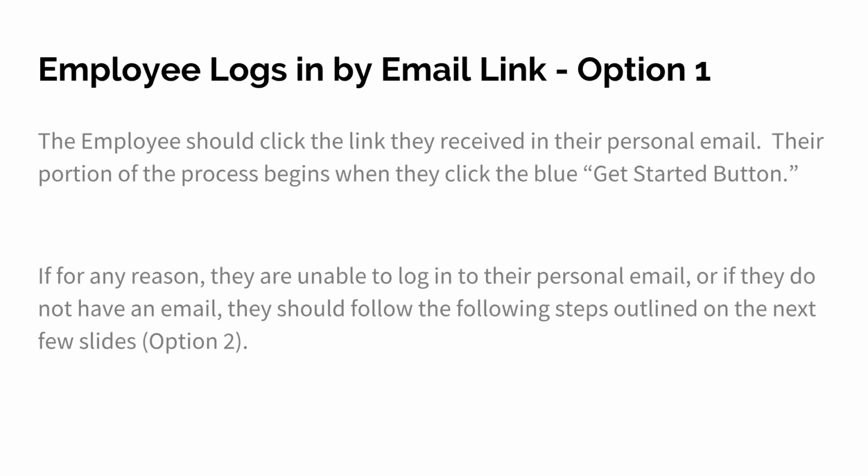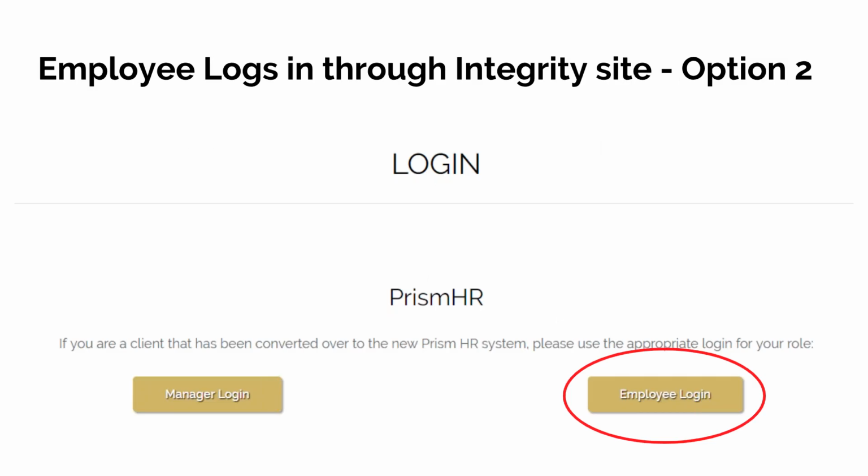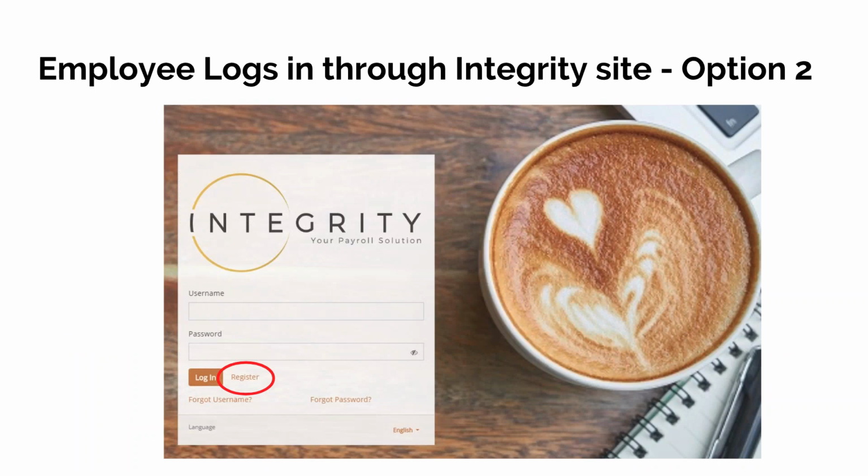So the 2 options for the employees to start their portion would be option 1, they get an email on their personal email, and we just click that link, and that will go to the screen for them to enter their information. If they do not get an email or they aren't able to log into the personal email, there is a second option. So they can just go to the Integrity site, and instead of manager login, they're going to click employee login. And they won't have a username or password, so they're going to click register.